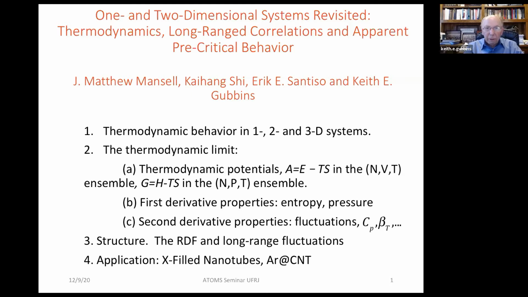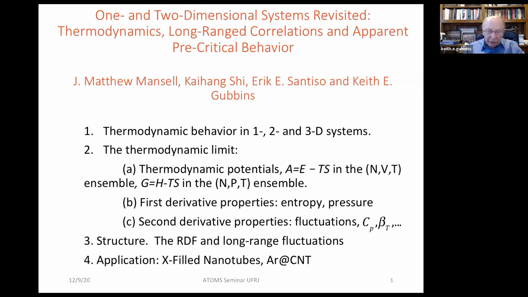And so 1D and 2D systems are easier to understand than 3D. We have very good equations of state for both 1D and 2D. In fact, for 1D, the equations of state are exact. You can solve the configuration integral for a one-dimensional system exactly, and this has been known since the early part or middle part of the 20th century.